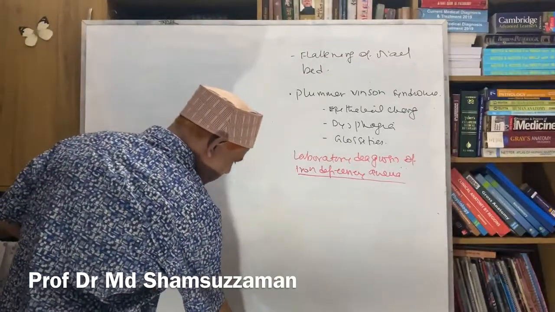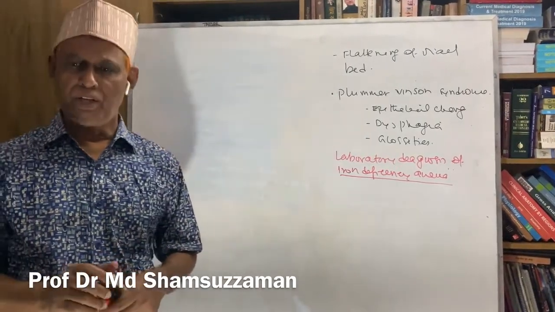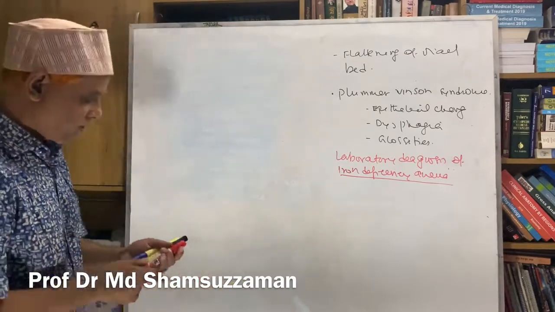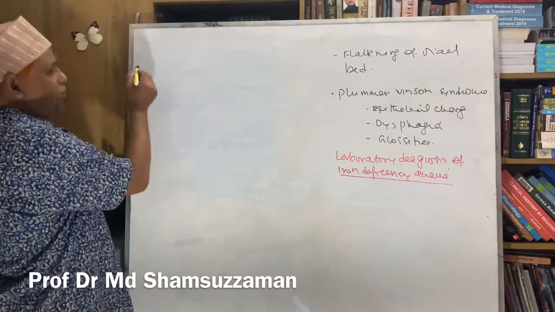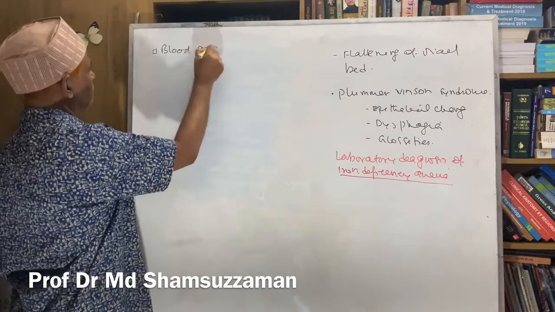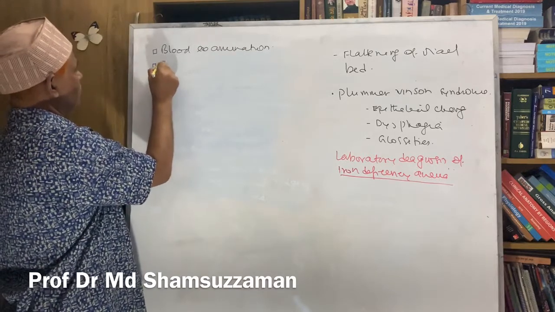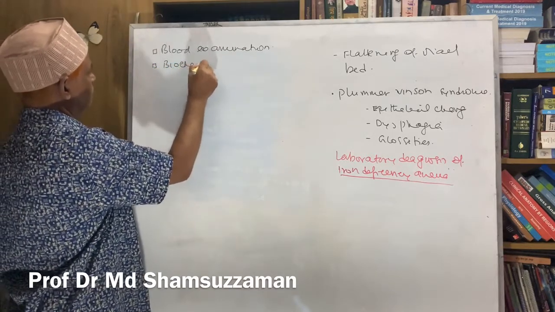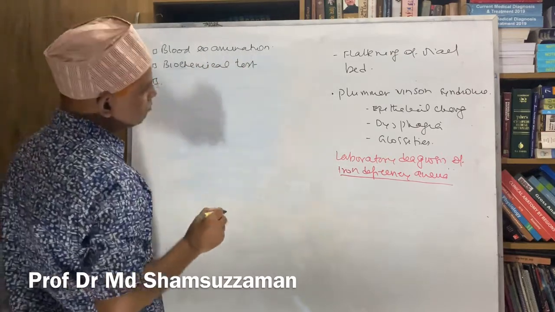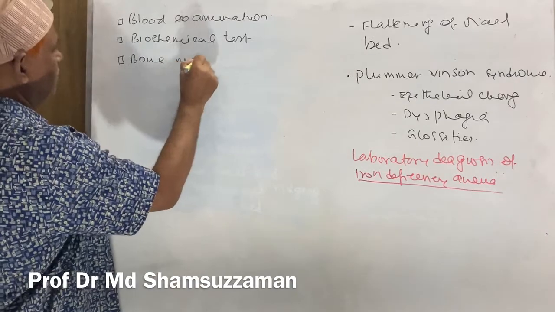I have told you iron deficiency anemia is one of the types of microcytic hypochromic anemia where MCV, MCH, MCHC all are decreased or reduced. So, how can we diagnose it in the laboratory? Number one, blood examination. Some biochemical tests. Then bone marrow examination.